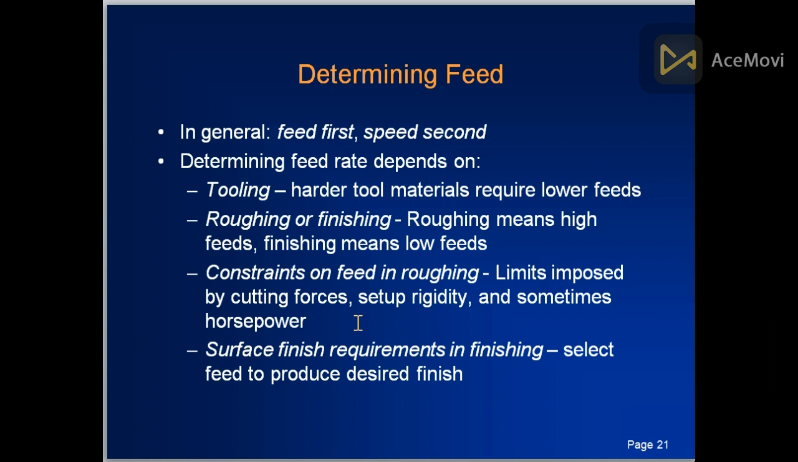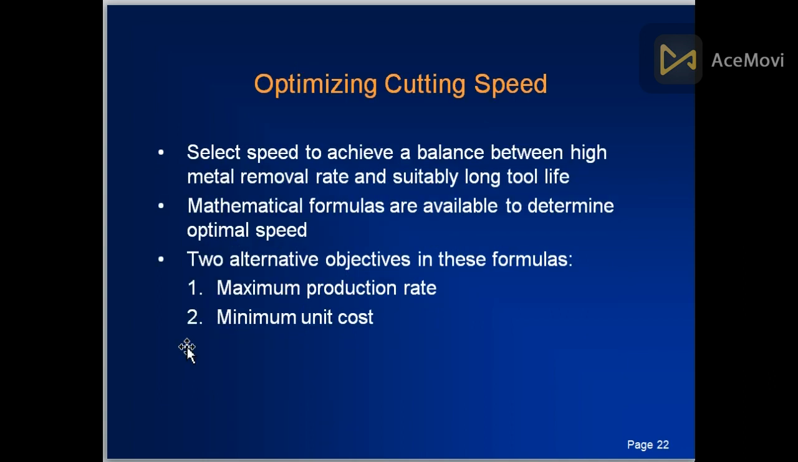Determining feed. In general, feed first, speed second. Determining feed rate depends on the tooling. Harder tool material requires lower feed. Roughing means high feeds. Finishing means low feeds. Constraints on feed in roughing are limits imposed by cutting forces, setup rigidity, and sometimes horsepower. For surface finish requirement in finishing, select feed to produce the desired finish.